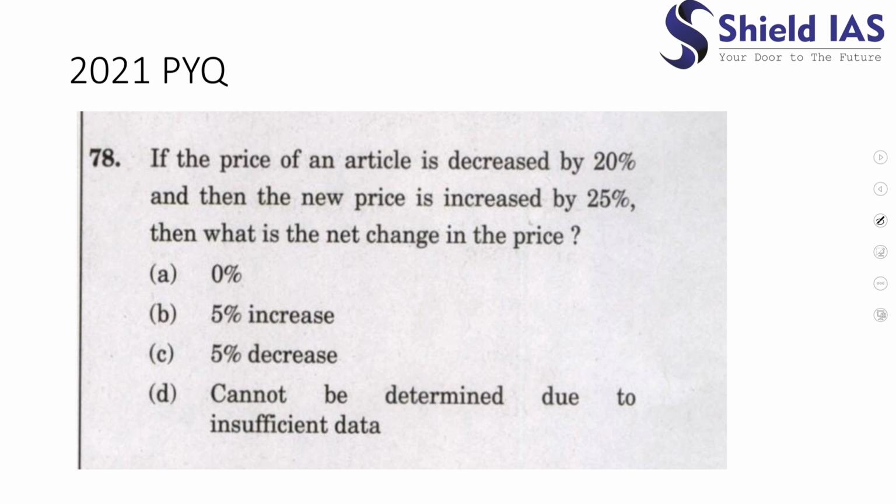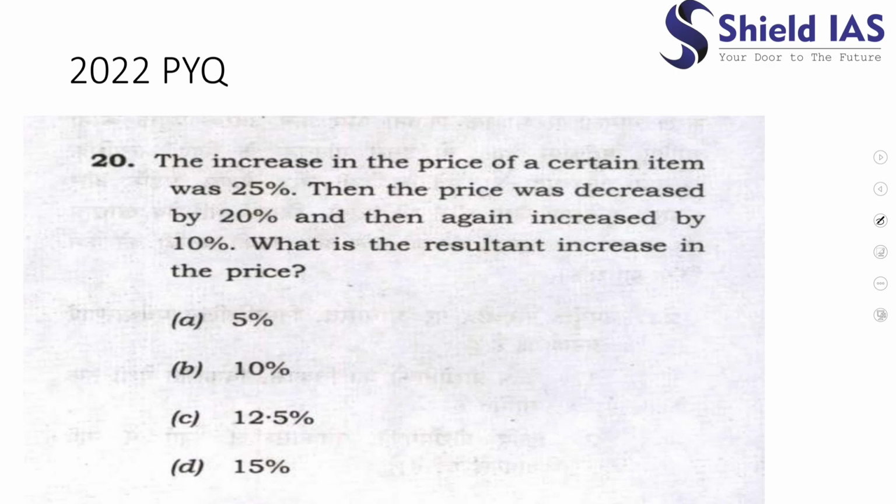Now, if the price of an article decreased by 20% and then the new price is increased by 25%, what is the net change in the price? Let's say the initial price is 100. The price is decreased by 20%. It means the new price becomes 80. Again the price is increased by 25%. 25% of 80 is 20. So again 20 added, it becomes 100. So there is no change, 0% change.